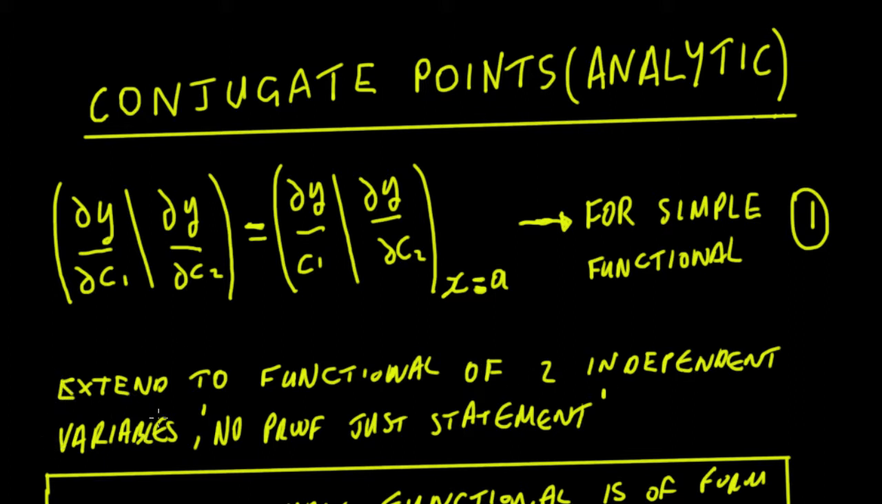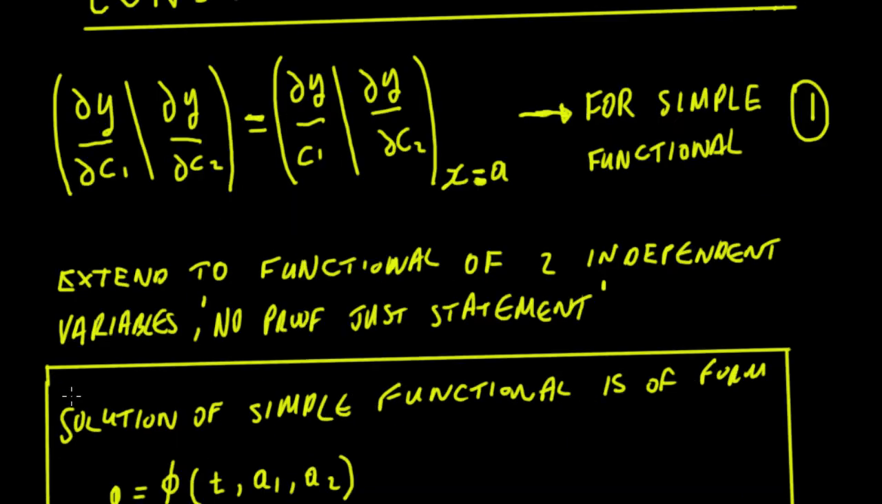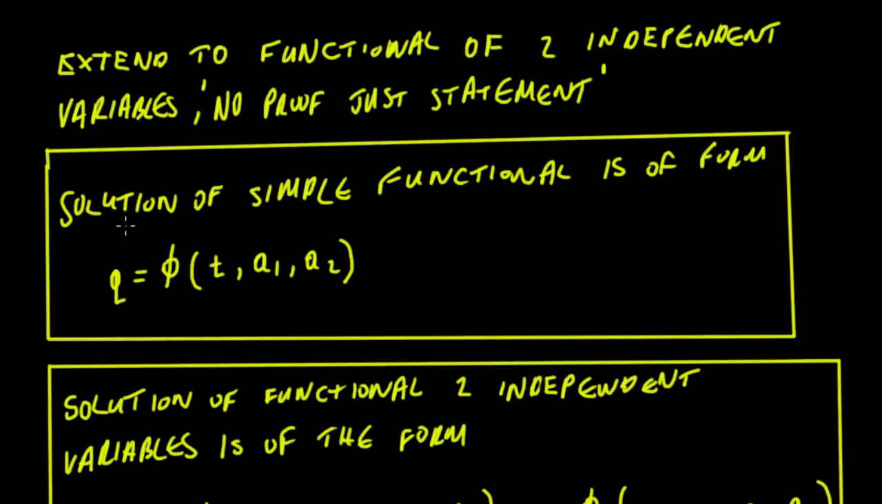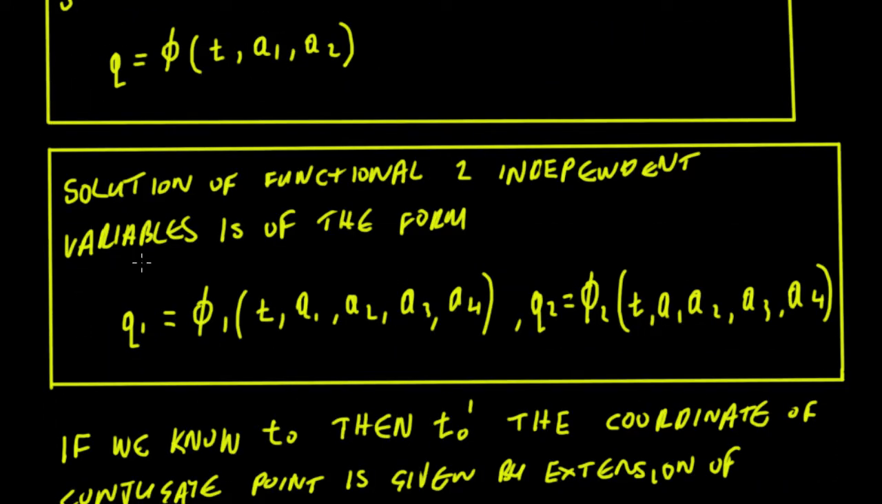Now there's not going to be any proof of this, it's just simply going to be the statement. So we know that the solution for a functional of the simple form is going to be in this form here, where a1 and a2 are constants, t is the independent variable, you have a function phi and a generalized coordinate q. So if we extend that solution type to two independent variables, then we end up with two generalized coordinates q1, q2, two functions phi1, phi2. The time is the same, and we have our a1, a2, a3 and a4, which are the same for each of these, and these are going to be our constants.